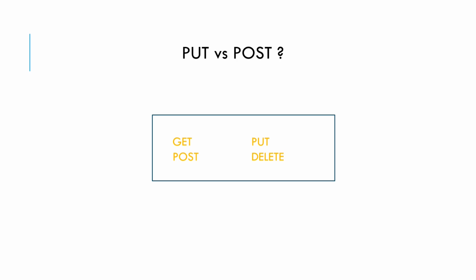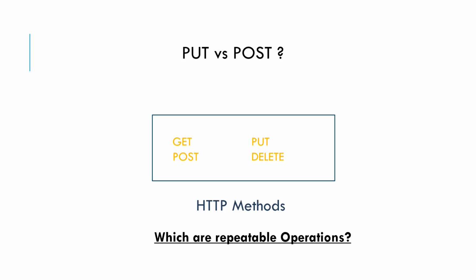Now, the bigger question is that whenever you are exposing any API to a client, and the client accidentally or maybe intentionally repeats the operations, what happens at the server side, and how is your app going to respond? So, which operations can we repeat safely and which can we not repeat safely?